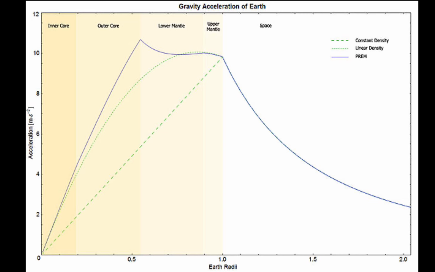This graph right here represents what the gravitational attraction of the Earth would look like when you go inside the Earth. And notice it peaks between the inner and outer mantle. It's because of the different densities of substances.